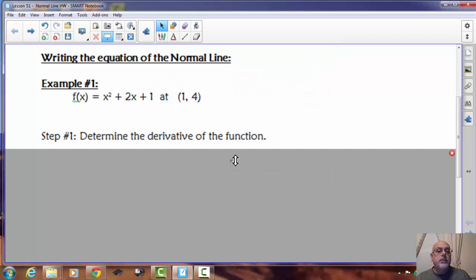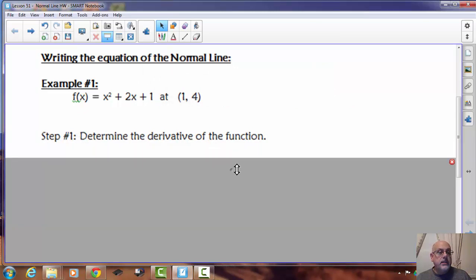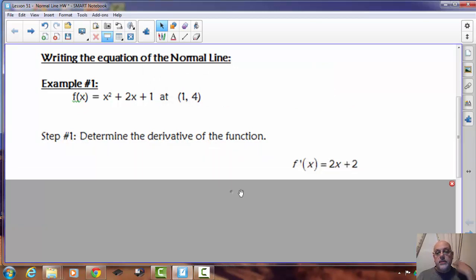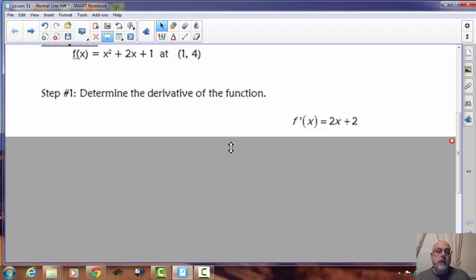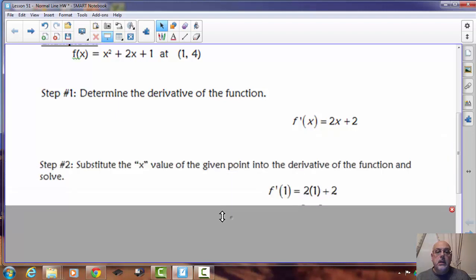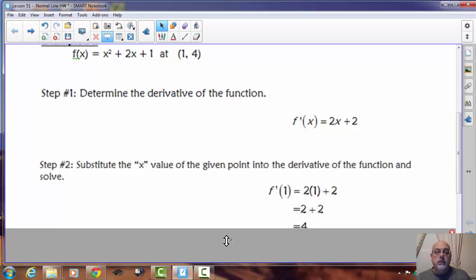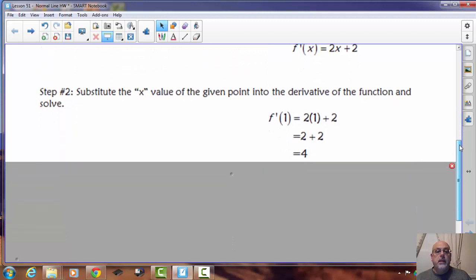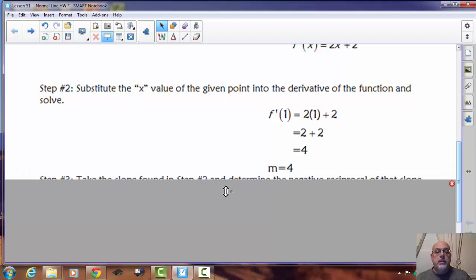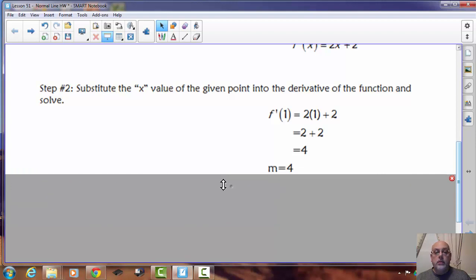So we have to determine the derivative of the function. That would be our next step. The derivative of this function is 2x plus 2. So now we're going to evaluate the derivative for x equals 1. So f prime of 1 turns out to be 4. Therefore, the slope of the tangent line is 4.